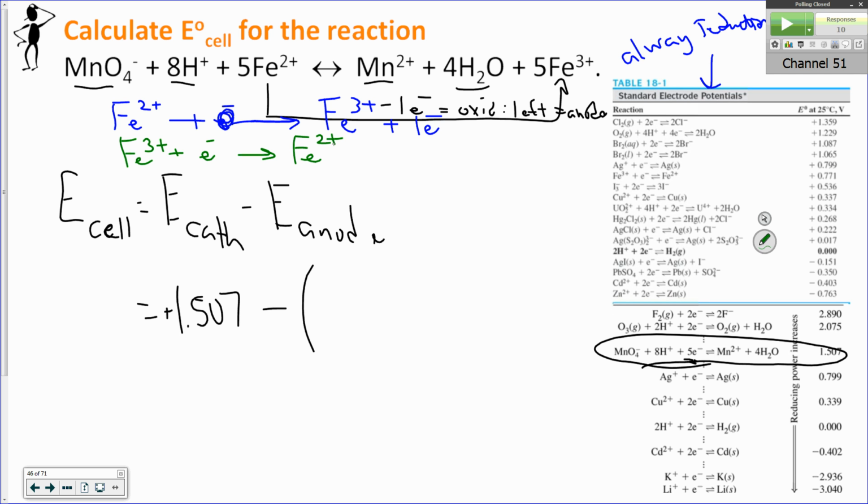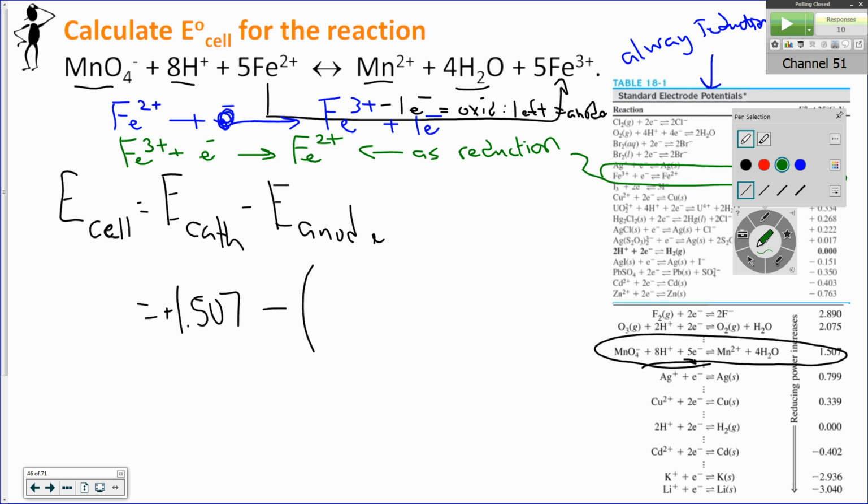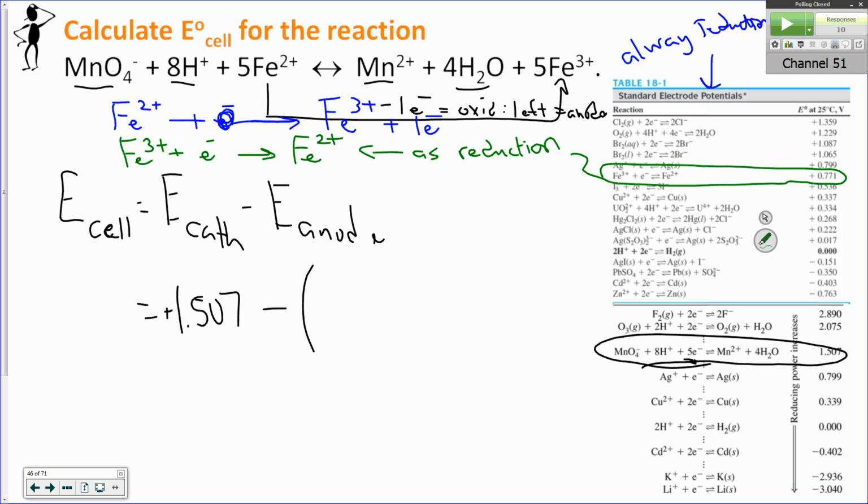So that's a reaction I need to look for as a reduction. Okay, so there it is. Iron 3 plus plus an electron yields iron 2 plus, and it's a positive 0.771 volts. Okay, so now I know the value for the iron 3 plus. Write it in whatever the sign is.